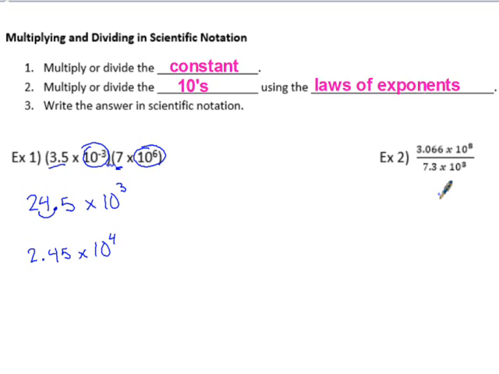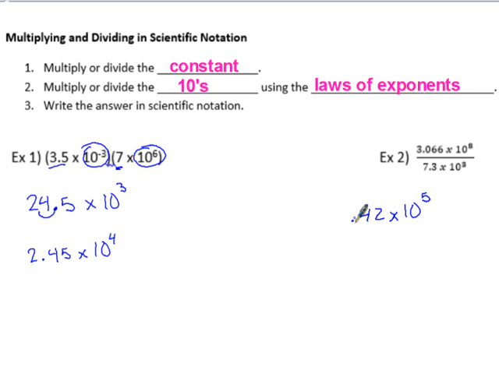Alright, example 2, this time we have division, so we're going to do the same thing. We're going to divide the constants first. So 3.066 divided by 7.3, which gives me 0.42. Alright, and then 10 to the 8th divided by 10 to the third. Remember, when you divide, you're going to subtract the exponent, so that would be 10 to the 5th.